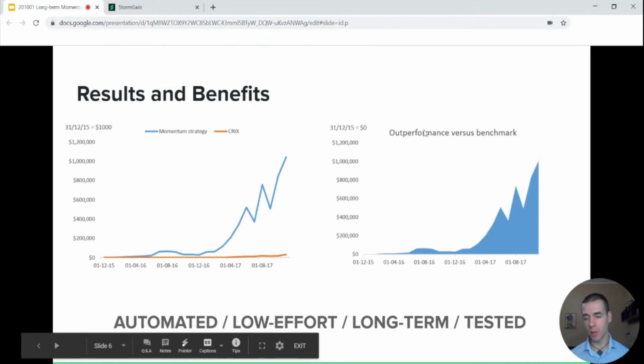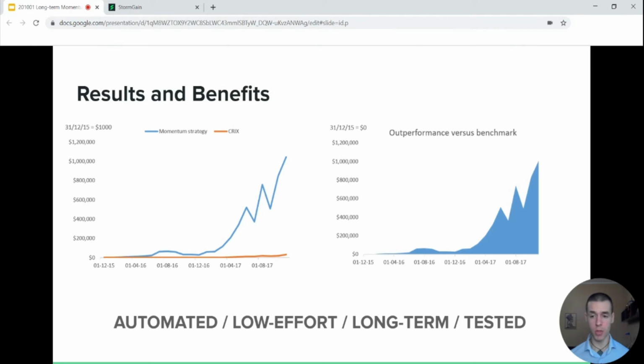So what are the results and benefits of such an approach? I'm going to link in the description a brief article that discusses how such simple momentum strategies can outperform indices based on cryptocurrencies over the long term. And the benefits, at least from my perspective, are that it's automated, so it eliminates arbitrary decision making, it eliminates emotion and makes it more likely to be profitable in the long term.